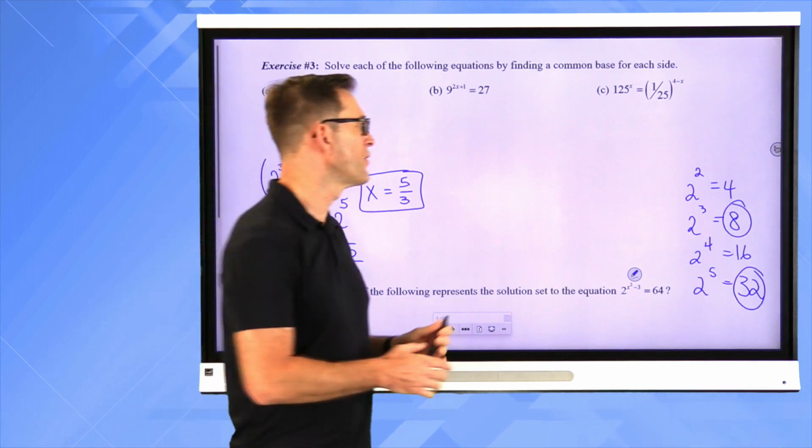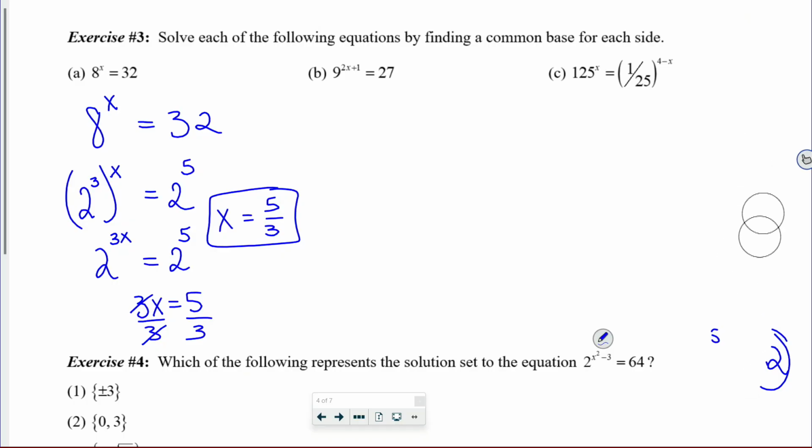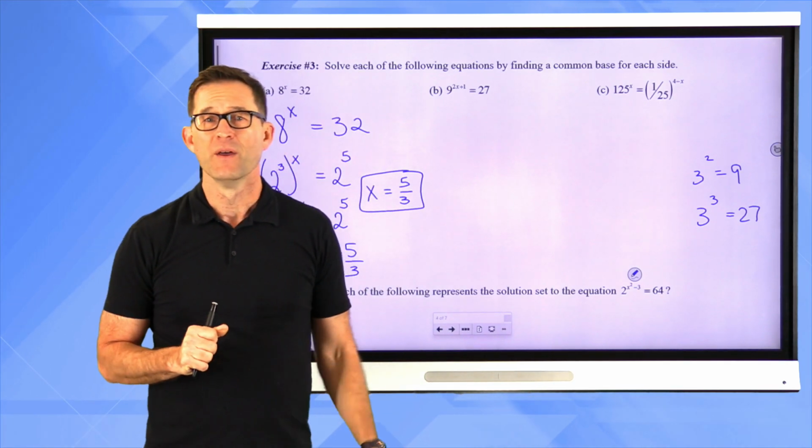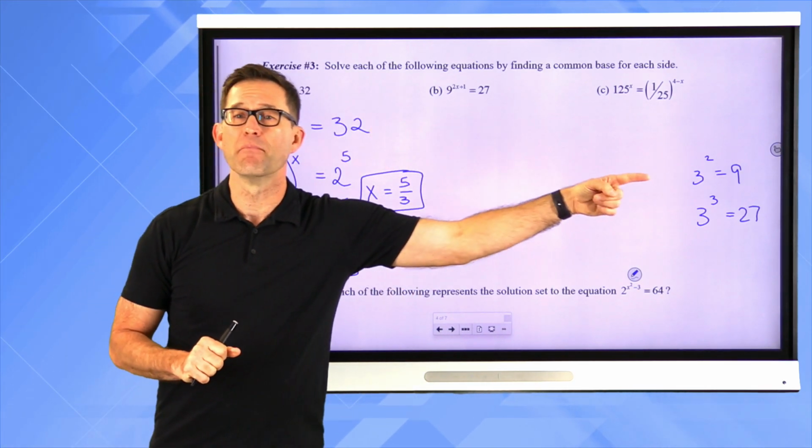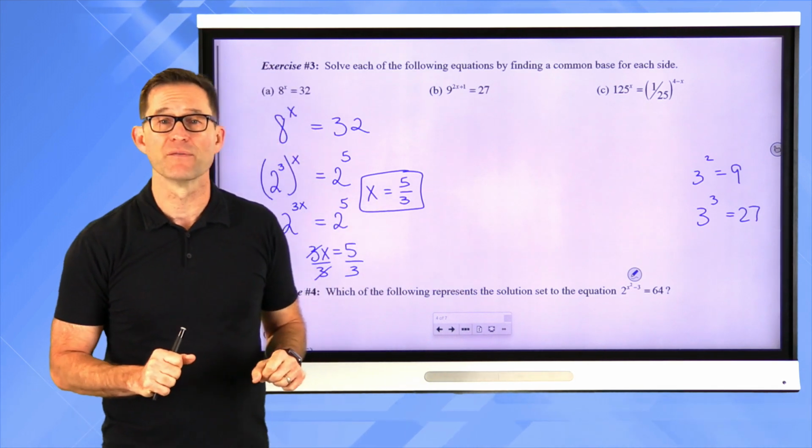All right, well, let's write down those powers of 3 really quickly. Get rid of all that. We know that 3 squared is 9. 3 cubed is 27. I don't even have to go any farther than that, right? Because I have a 9 and a 27, and both of those can be written with powers of 3.